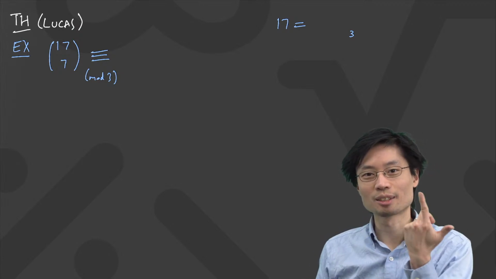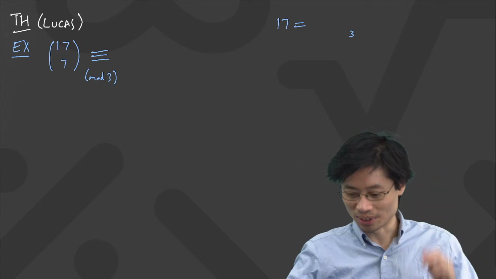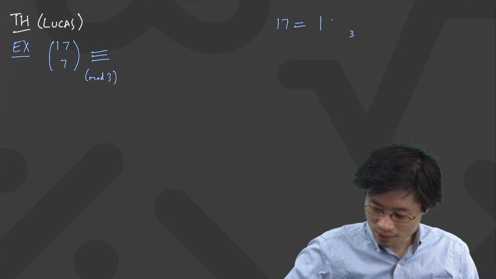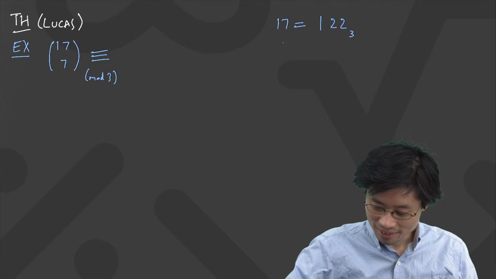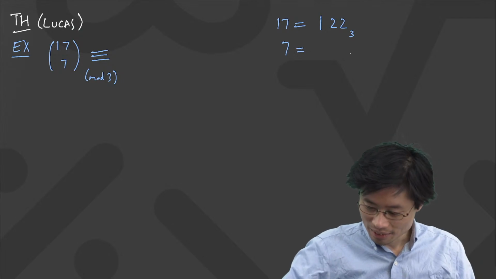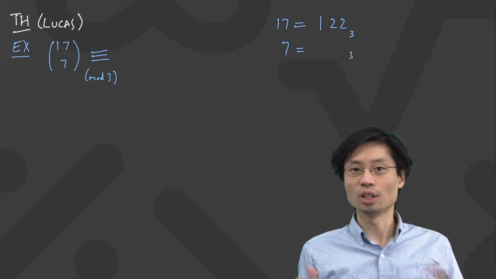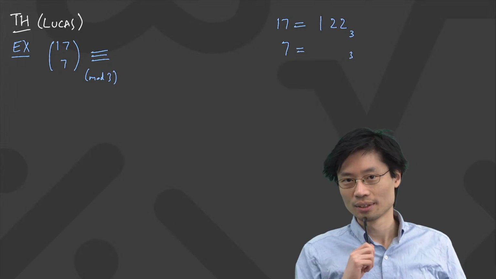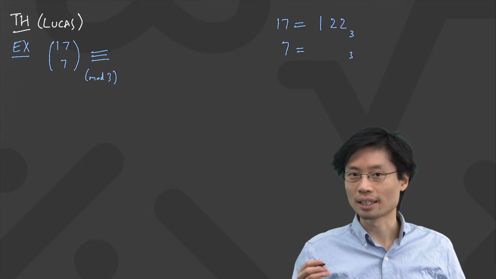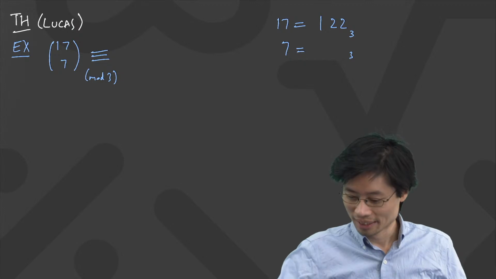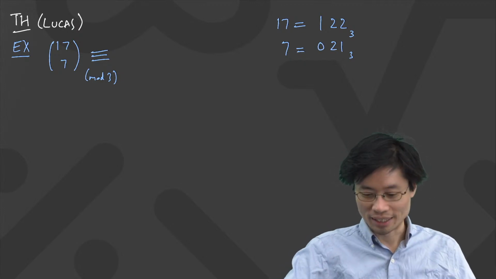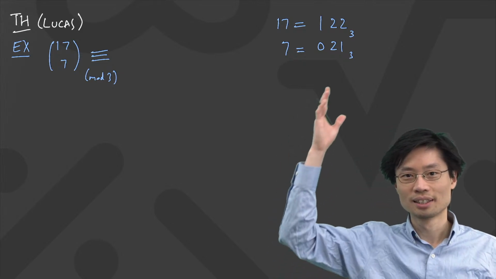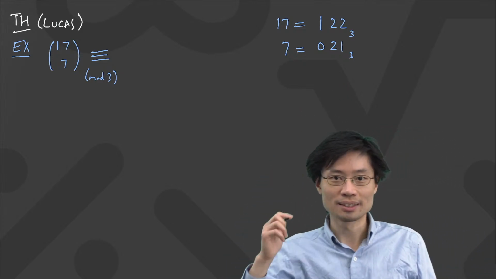Got some 9s, got some 3s, and got some 1s. 1, 2, 2, thank you. 1, 2, 2 in base 3. All right? And the 7 in base 3, what's 7 in base 3? No 9s now. 2, 1, I think. Yeah, 2, 1. So 7 in base 3 is 2, 1. But I'll even put a 0 in front just for fun. 0, 2, 1. Because that's 2 times 3 plus a 1.